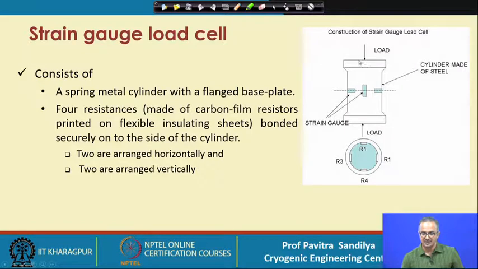In the construction we see there is a metallic cylinder with some flange base plate, and on this particular cylinder we have 4 resistances. 2 resistances are placed horizontally, and 2 resistances, we are showing one resistance over here, there is another resistance on the opposite side. So there are 2 resistances arranged horizontally, and 2 resistors arranged vertically. So here in this top view we can see that R3 and R1 are horizontal and R4, R1 are vertical.